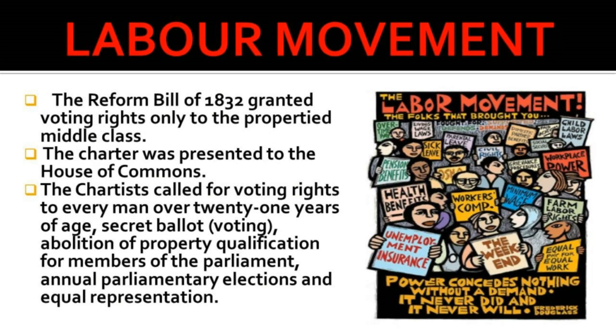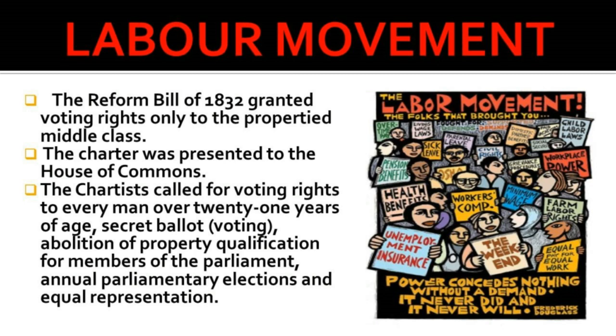Labor movement. The Reform Bill of 1832 granted voting rights only to the propertied middle class. Frustrated by this, the working class in a large gathering prepared a charter of demands and obtained signatures from millions of fellow workers. The charter was presented to the House of Commons, that is the English lower house in the Parliament in England, known as Chartism. This working class movement was active between 1836 and 1848.